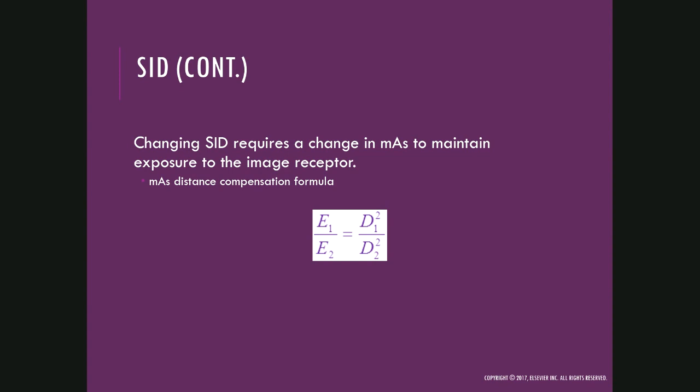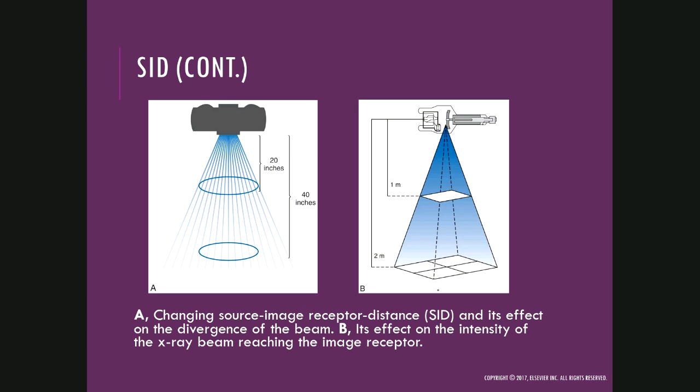This one is your MAS, so your exposure factor 1, if you have your distance 1, those are directly proportional. If you have an increase in your distance, you have an increase in your MAS. This E sub 1 is basically MAS 1. It's your exposure factor 1 for your MAS. Glad I caught that. Change your SID.